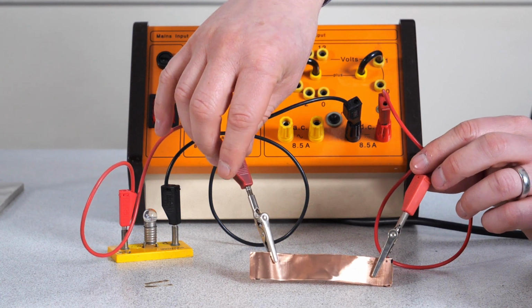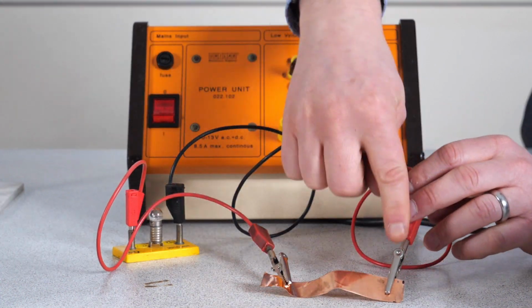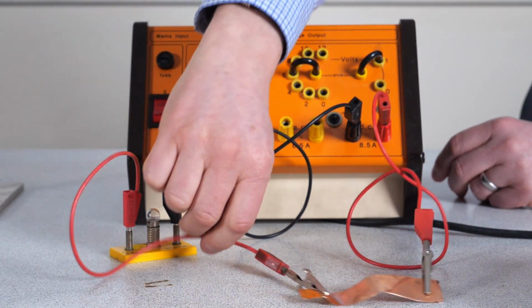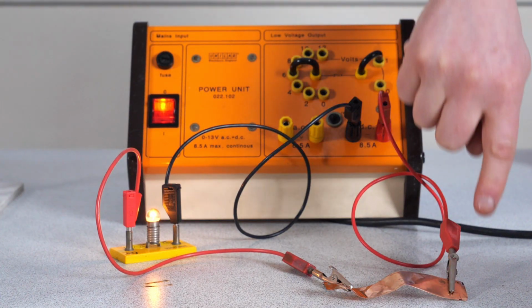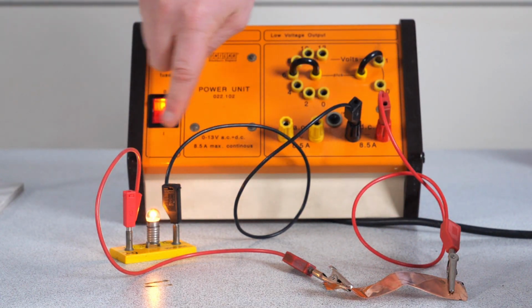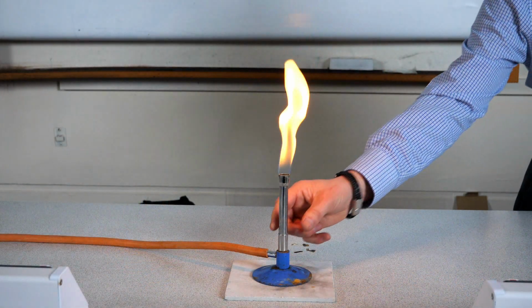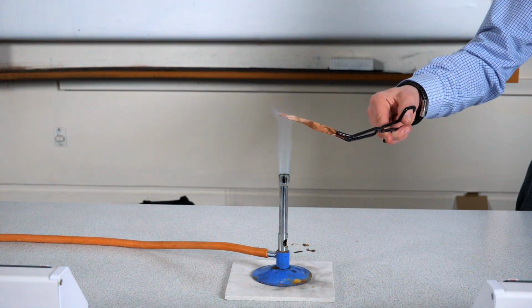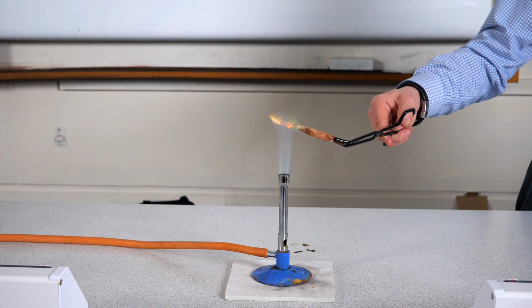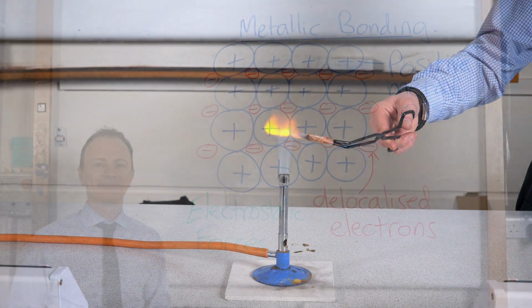This piece of copper is a typical metal. It's shiny, it's flexible, and when it's in this circuit, if I switch the power pack on, we can see the bulb lights up, so the electricity is passing through the copper and back to the power pack. So it's also a good conductor of electricity. If I try heating up the same piece of copper in a Bunsen burner flame, I could keep it in there a long time and it's not going to melt, because metals have a high melting point.